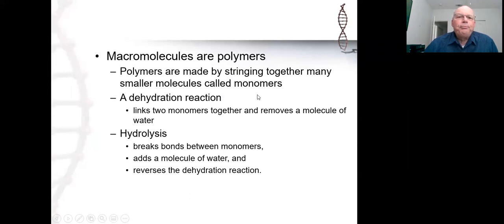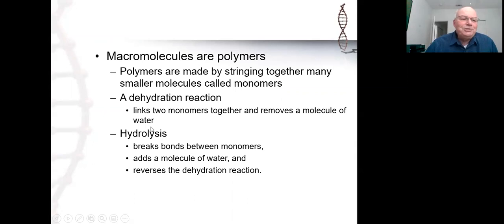So it says macromolecules of polymers, as I've just indicated on the previous slide. This is not necessarily correct. We can say 3 classes of macromolecules of polymers, and they're made by stringing together these small molecules called monomers. So this is just repetition.